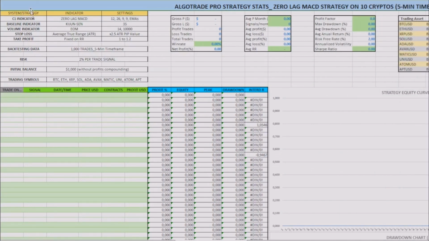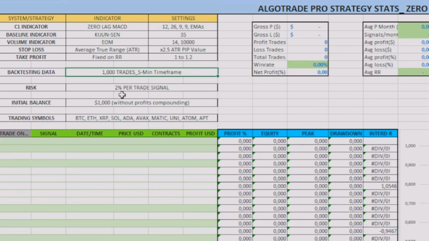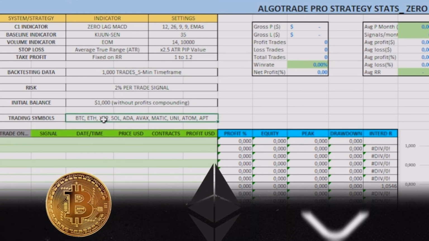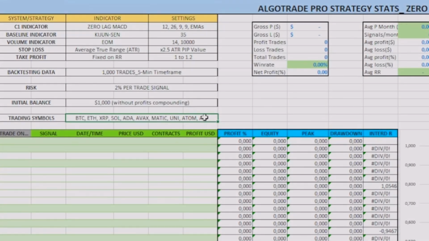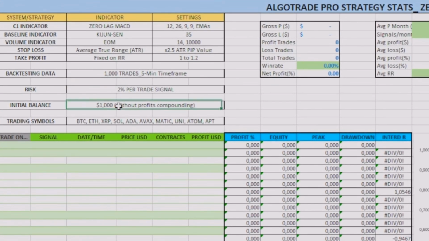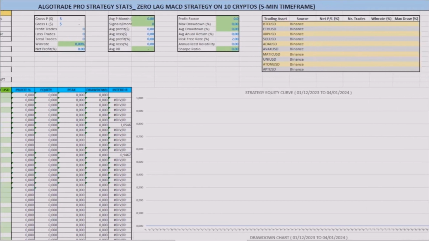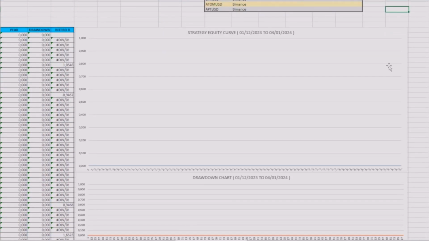Here I have a new trading journal that I will use to study the statistics of the zero lag MACD. And these are the conditions I will use. I will perform the backtest on the 5-minute time frame from these 10 cryptocurrencies: Bitcoin, Ethereum, XRP, and some other altcoins, using the data sample from the last 2 months to get an analysis of 1,000 trades, just like my subscriber asked. The initial capital will be $1,000 with a 2% risk per trade without compounding the potential profits. I will insert every trade on this Excel to discover every statistic and ratio about it, and also to see what the equity chart looks like.